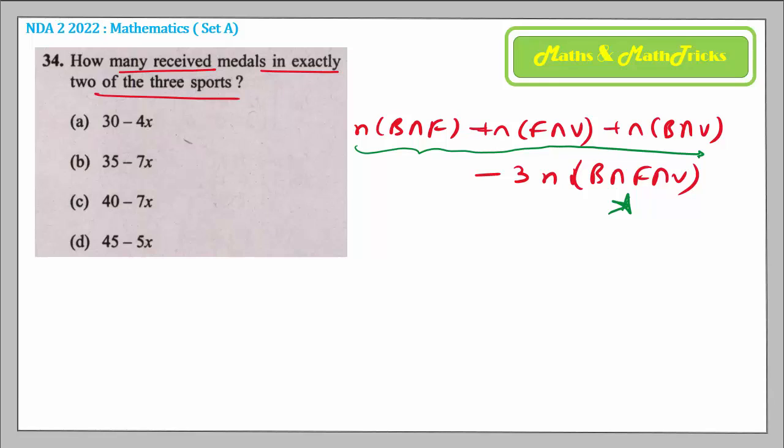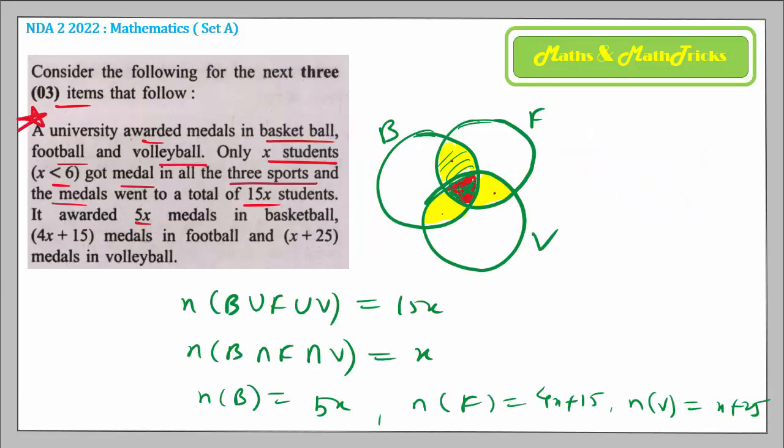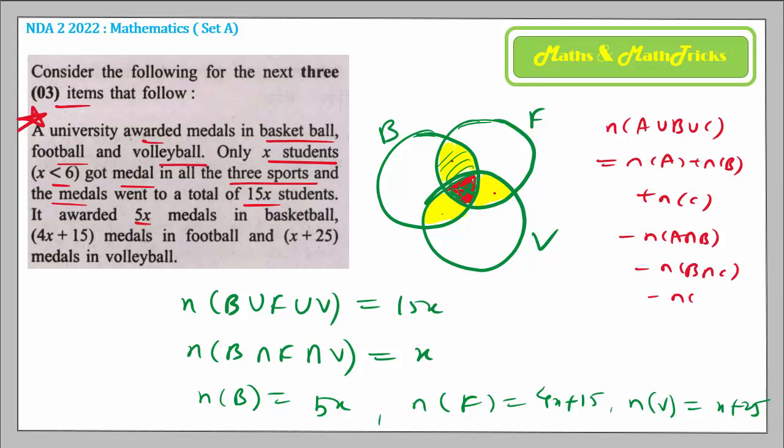So students, you remember there is a formula for the cardinality of the union of 3 sets. Number of A union B union C is number of A plus number of B plus number of C minus number of A intersection B minus number of B intersection C minus number of A intersection C plus number of A intersection B intersection C. So this is the formula. If you apply it here, you bring these 3 terms to the left hand side and the union term to the right hand side, and you get the required answer.